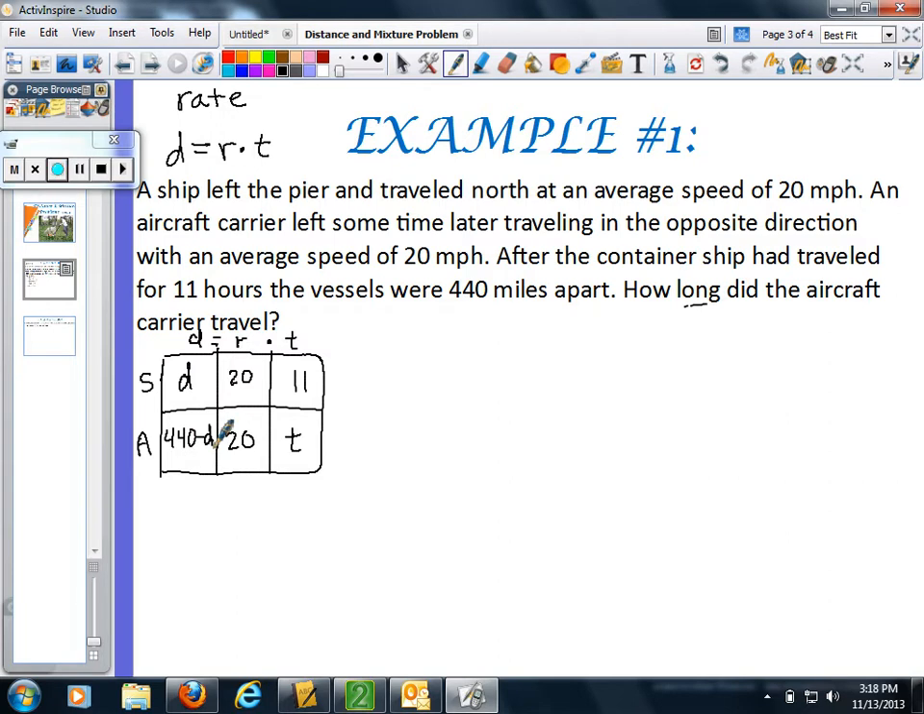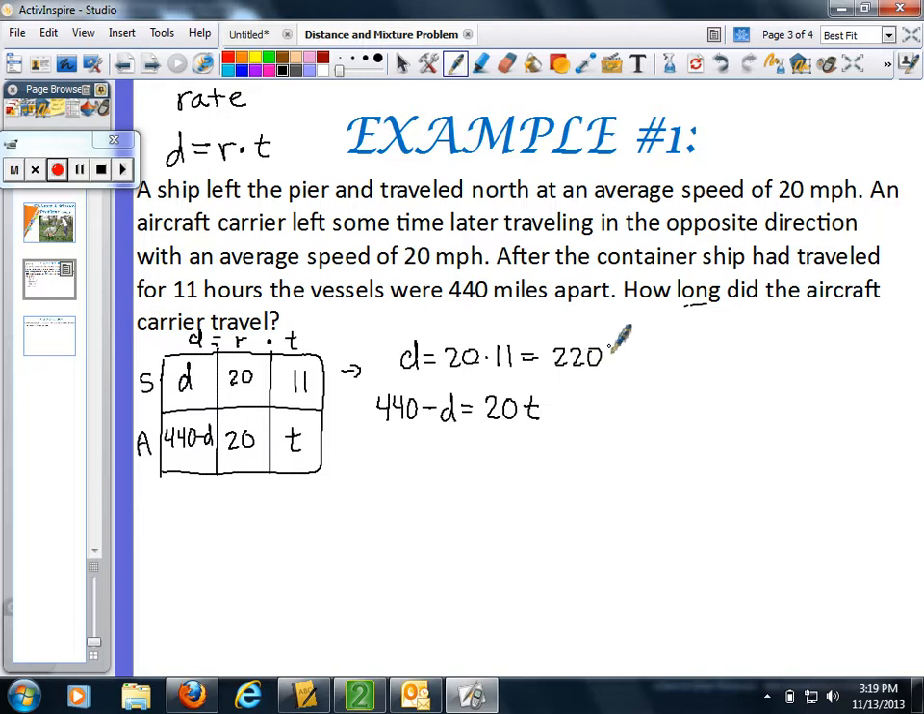So now we have our system. The first one is D equals 20 times 11. The second one then is 440 minus D equals 20 times T. Okay? So now we have our two equations. We're going to use these to solve. So first I'm going to figure out what this is. Okay? And 20 times 11, that means that D equals 220.